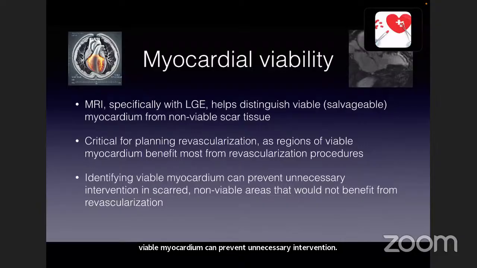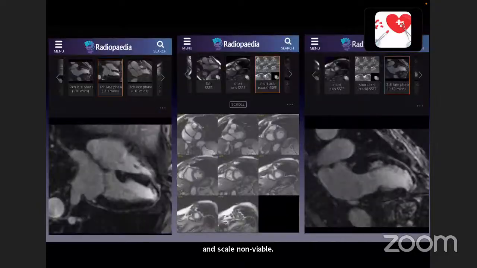where there's no benefit from revascularization. And here we can see the viable is darker than non-viable.